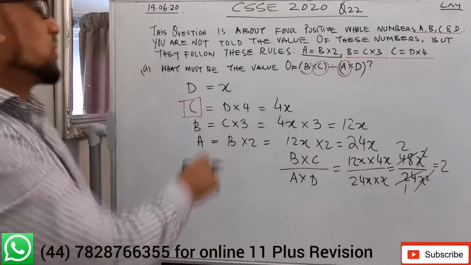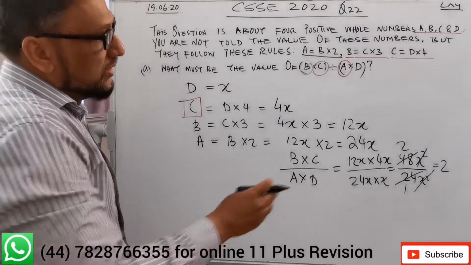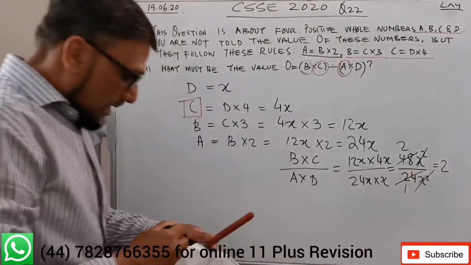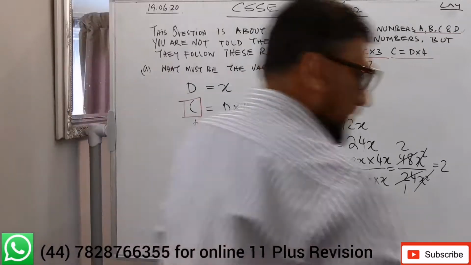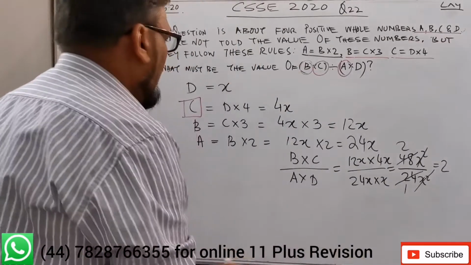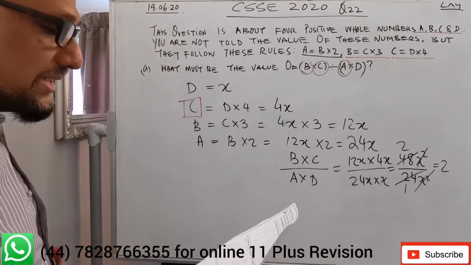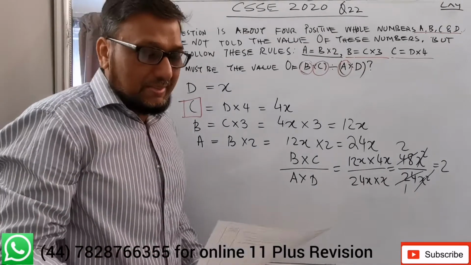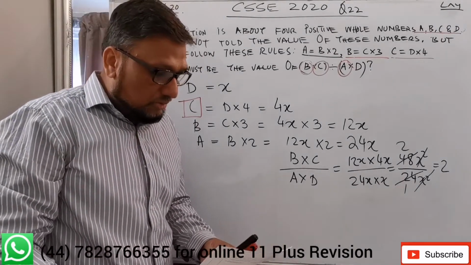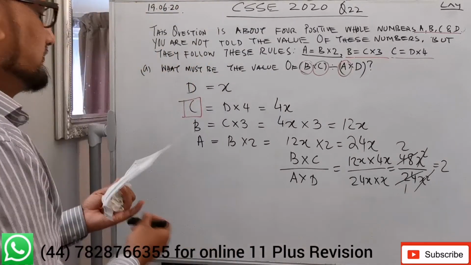So the answer for question number A will be 2. Now I'm going to move to question number 2, part B. Part B says, if A is less than 250, what is the maximum possible value of D?